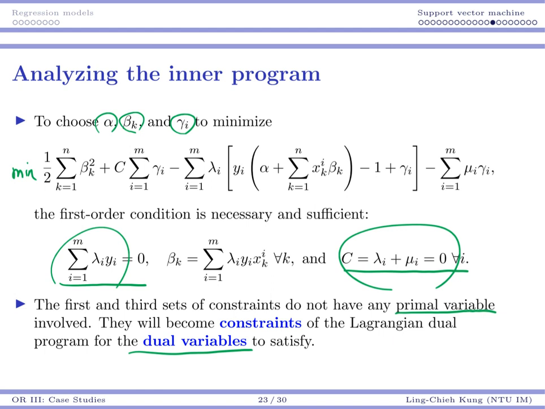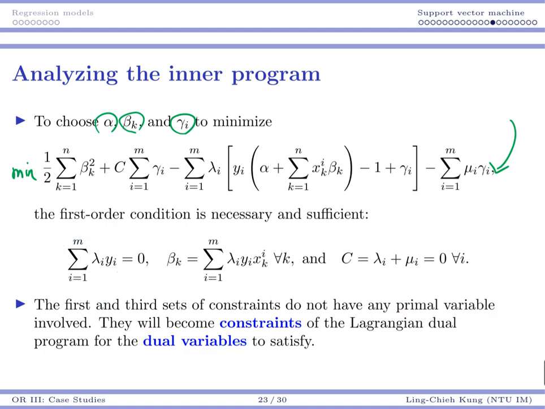Otherwise, you may adjust alpha or one of your gamma to make the whole problem negative infinity. Said another way, if your dual variables do not satisfy this and that, then your Lagrangian minimization problem will be unbounded, just like what we did when we said that linear programming duality and Lagrange duality are somewhat equivalent for linear programming. I hope this does not seem too weird for you.